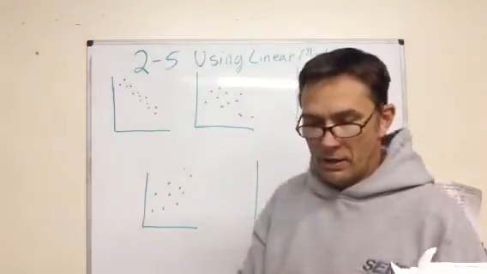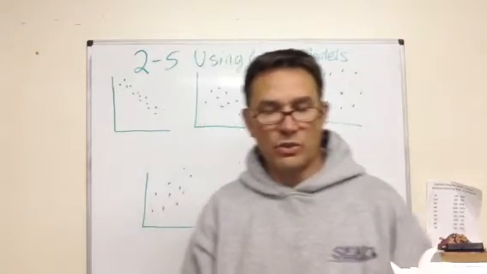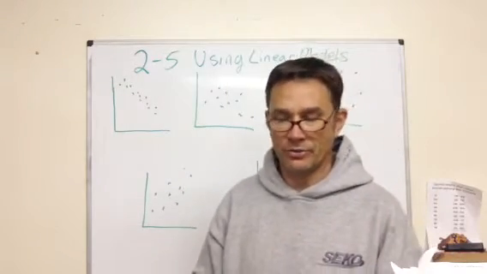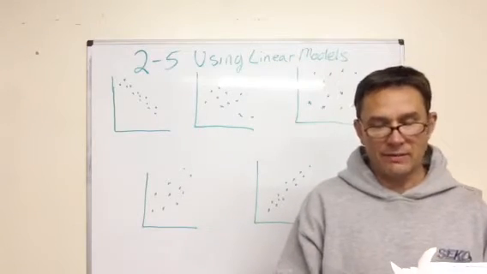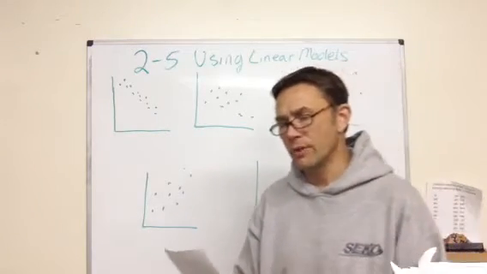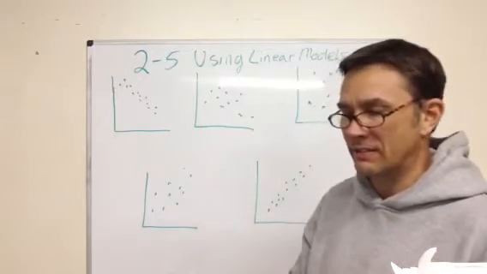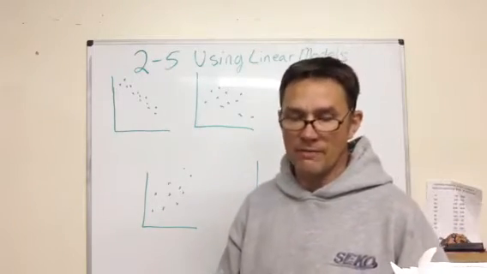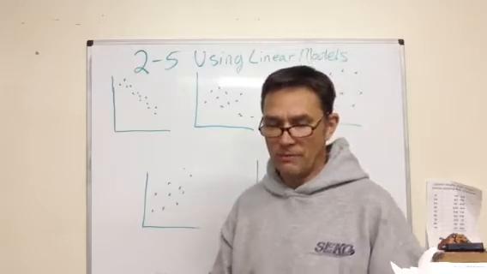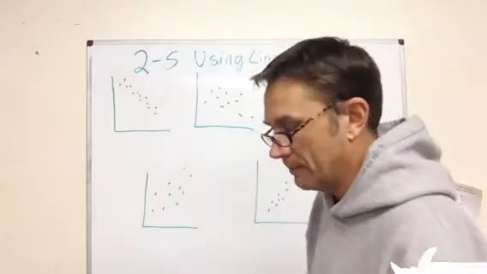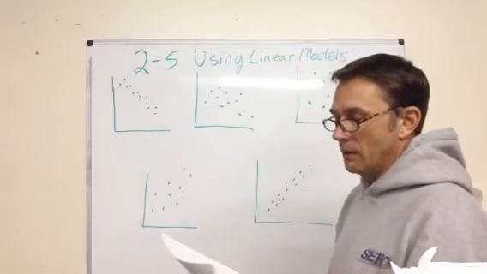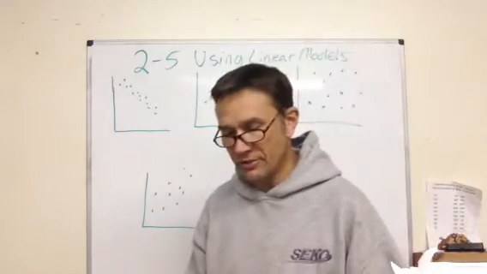Welcome back. We're going to be looking at section 2-5 using linear models. We're going to come back to using scatter plots, which I'm sure you've used before in the past, talking about lines of best fit, talking about an R value. Some of those things might be a little foggy, but hopefully after today, you'll be a little bit stronger with them. So first of all, we need to talk about correlations.